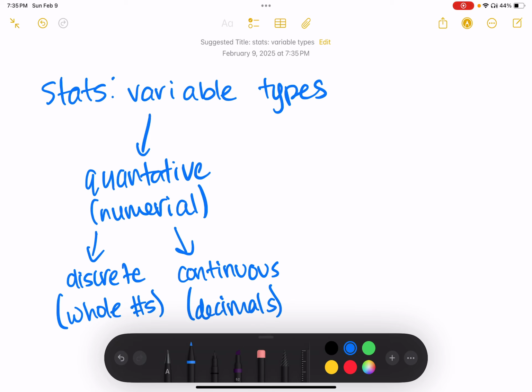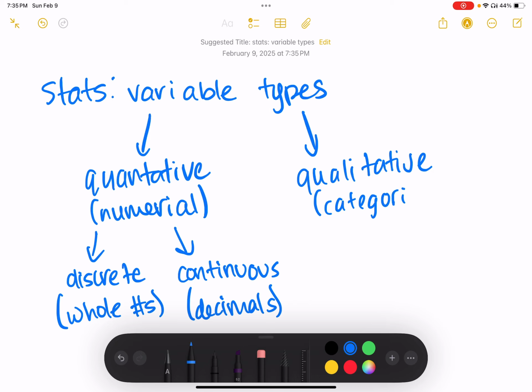So whenever you're measuring your data and you're measuring in numbers, you know that you're dealing with a quantitative variable. Now, the other type of variable is called a qualitative variable. And a qualitative variable is sometimes also called a categorical variable.